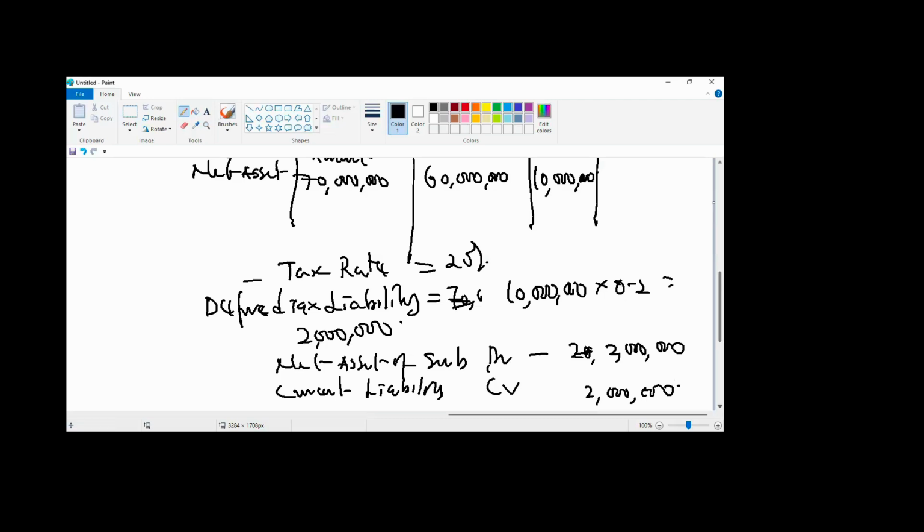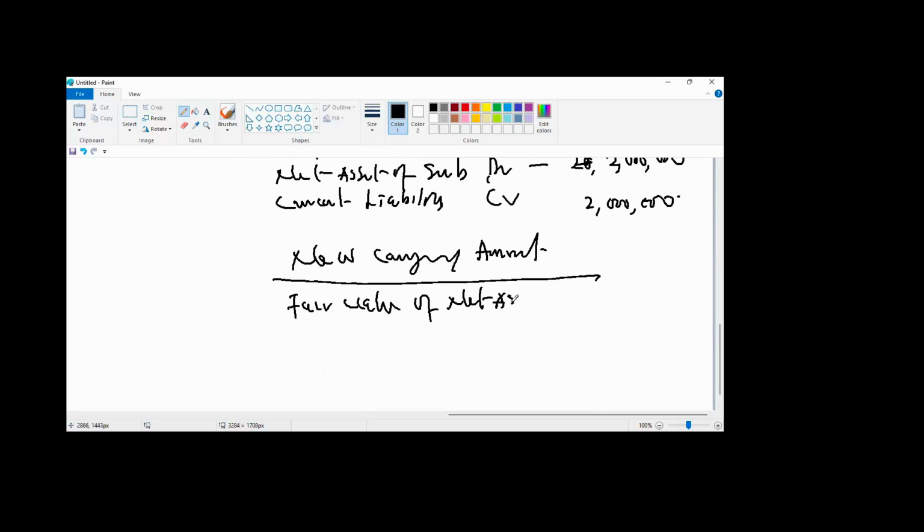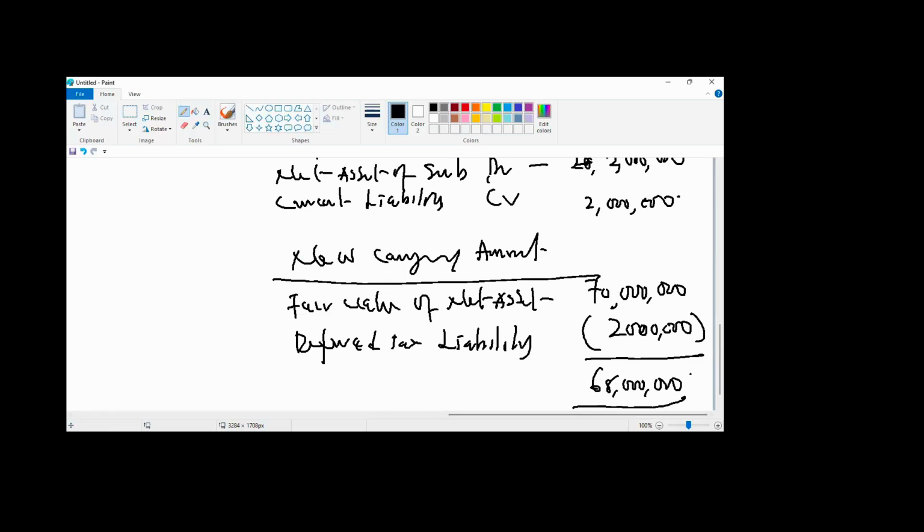So new carrying amount, fair value of net assets and deferred tax liability. Any issue? Any issue?